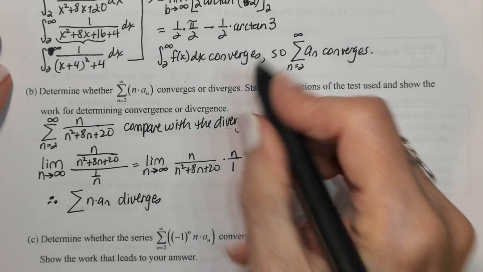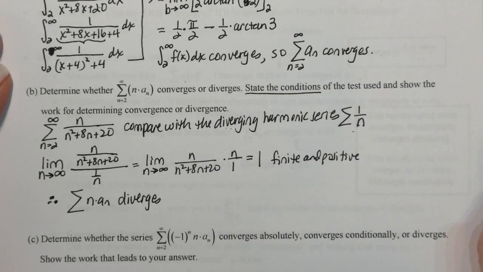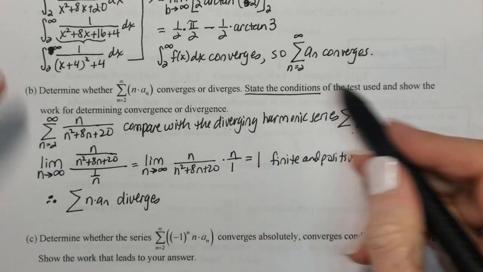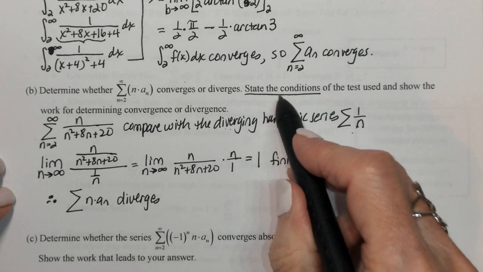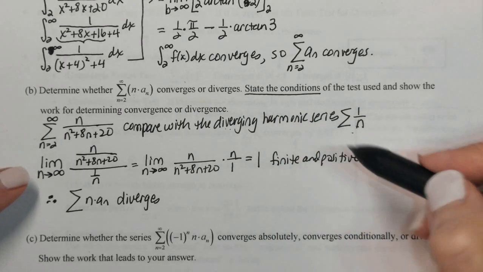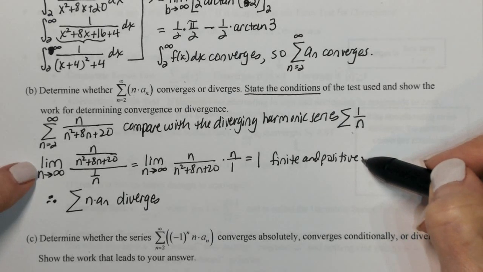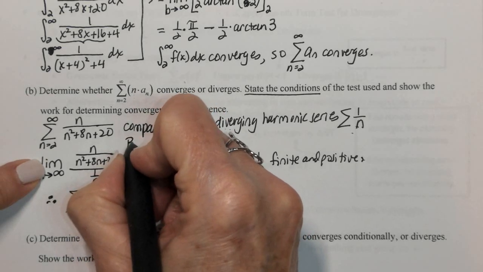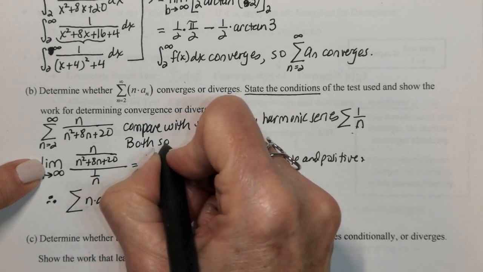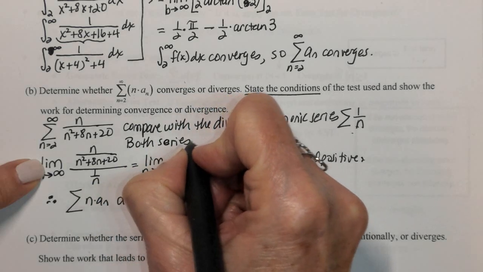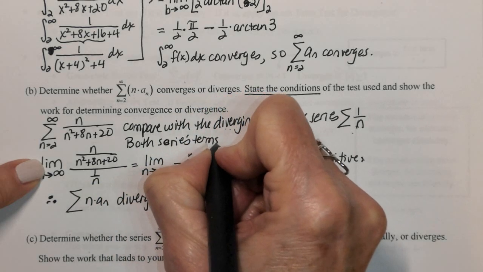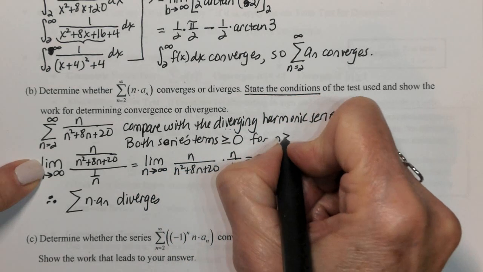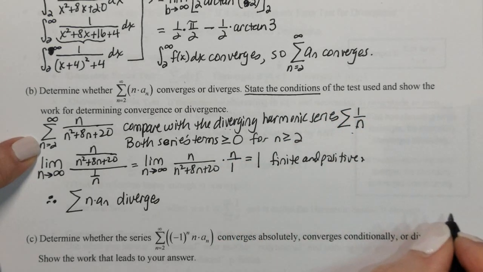Did not state the conditions of a test. What are the conditions of a test? So before I went on to part C, you guys, I looked back to make sure I had done everything, and I noticed I never did state the conditions. This was one of the conditions, okay? But also for any comparison test, we have to make the statement that both of the series terms are greater than or equal to 0 for n greater than or equal to 2. Okay?